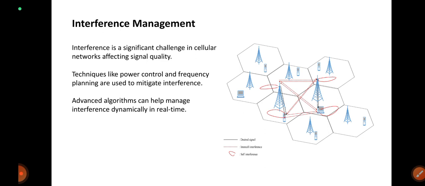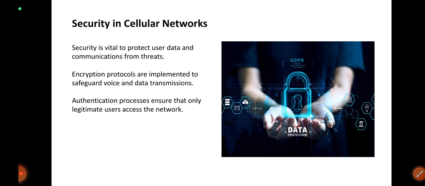Interference management is a significant challenge in a cellular network, affecting signal quality, and techniques like power control and frequency planning are used to mitigate the interference. Advanced algorithms can help manage interference dynamically in real time.